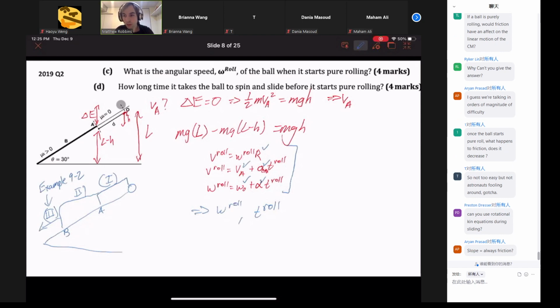If the ball is purely rolling, would friction have an effect on the linear motion of the center of mass? It would. Basically, gravity speeds up the center of mass, and then friction is what's going to speed up the rotation.